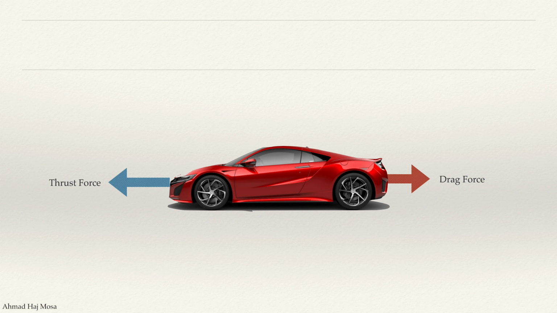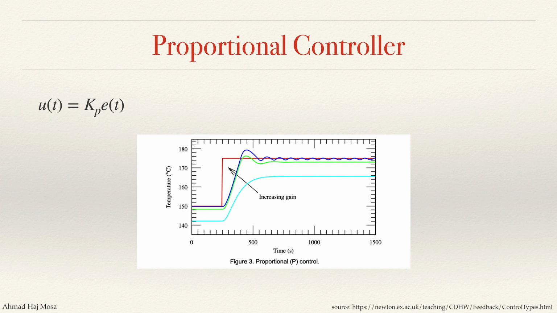So let's try now, as a first example, to implement the proportional controller alone for our car, and then check what's wrong with proportional control, why it's not enough and why in some cases it's not stable.